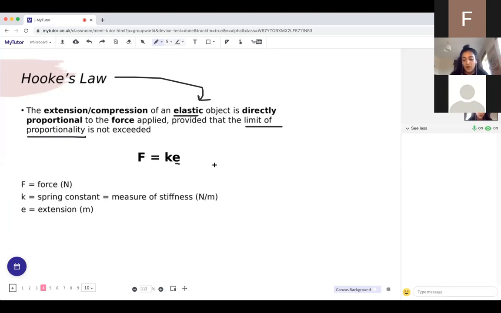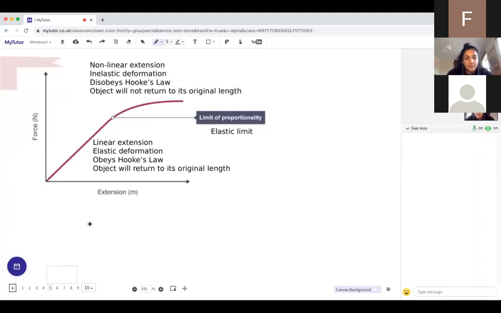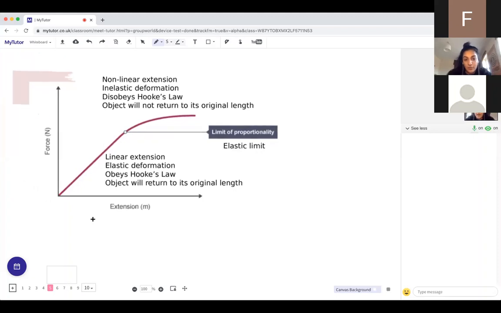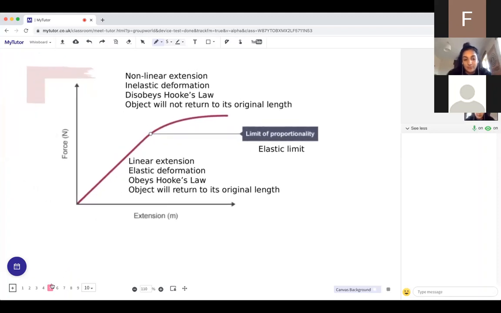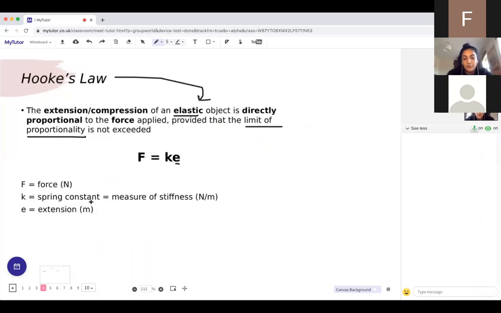Hooke's law only applies to the extension and compression of an elastic object. An elastic object is one where, if you stretch it, it will go back to its original shape. We can show Hooke's law on a graph. We're going to plot force on the y-axis and extension on the x-axis, so that k will be our gradient.